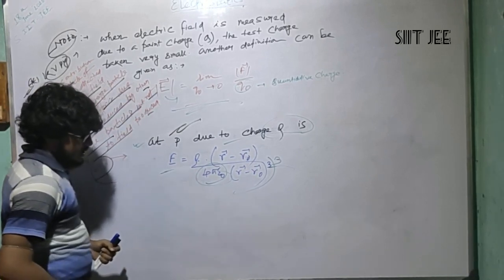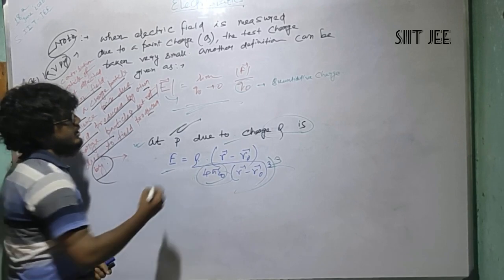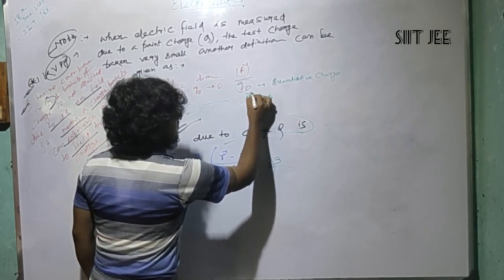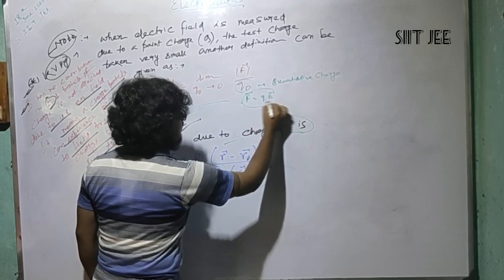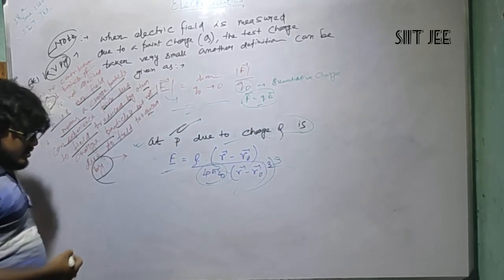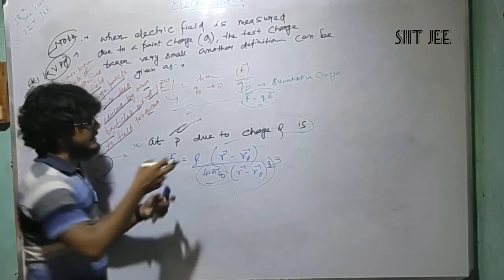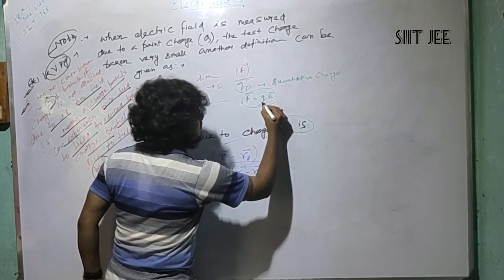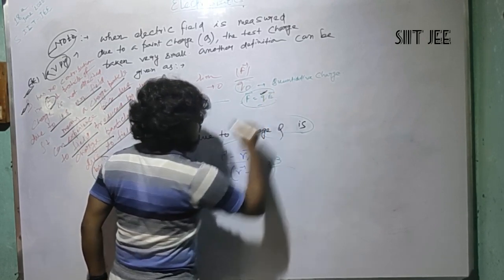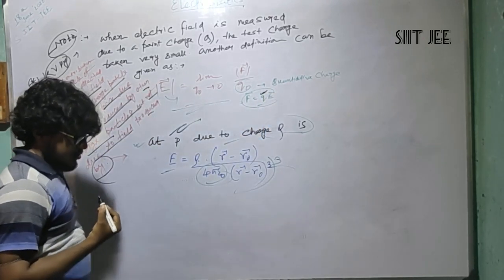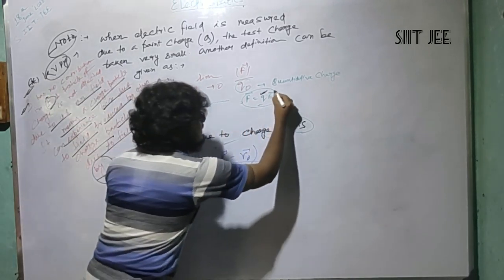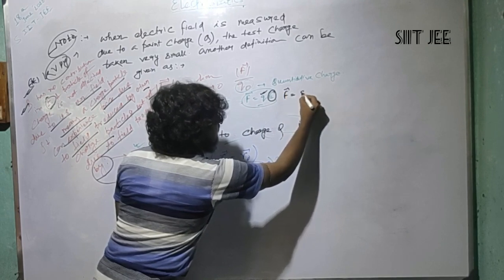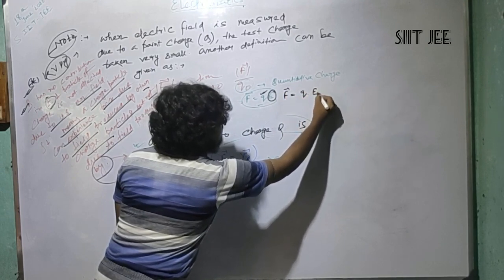Before, we got F is equal to QE, F vector is equal to Q into E vector. This is the force on Q by E vector.